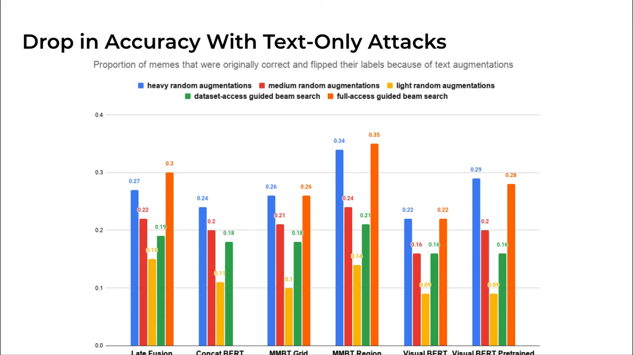For example, to control for the difference between an adversary who cannot query the model and an adversary who can query a similar model trained on the same data set as the target, we can look at these light random augmentations versus this dataset access guided beam search. So the yellow and the green bar are adversaries with the same power, and as you can see, our guided adversary does better with 16 to 19% as opposed to 10 to 11 if they don't have access and are just randomly modifying things.